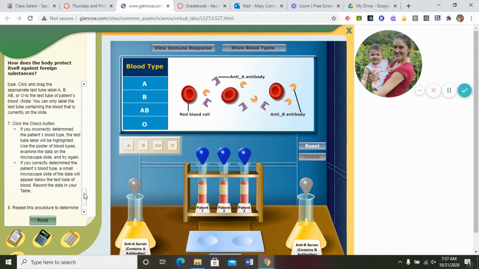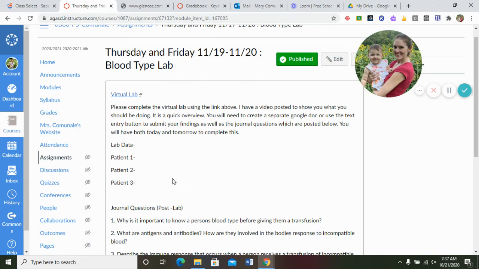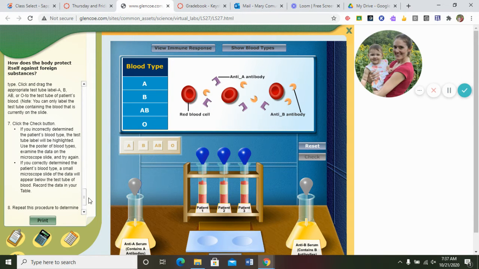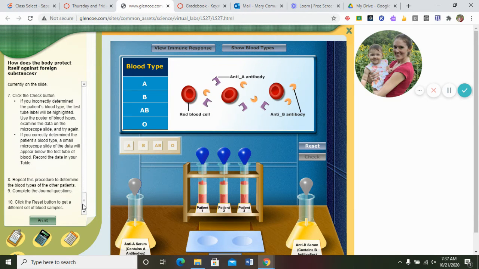If you correctly determined the patient's blood type, a small microscope slide of the data will appear below in the test tube of the blood. Record your data in your data table. So if you go back to that assignment back here, you'll be making your own little data table and you'll be telling me what patient 1, patient 2, patient 3 have as far as their blood types go. You'll repeat this procedure to determine the blood types of all the other patients and complete the journal questions. Click the reset button to get a different set of blood samples.